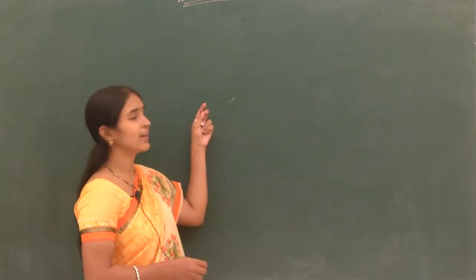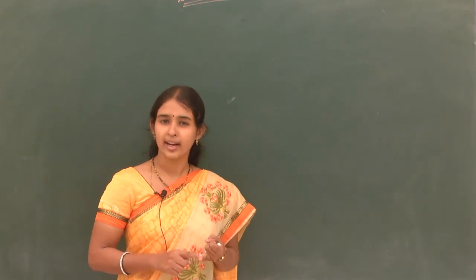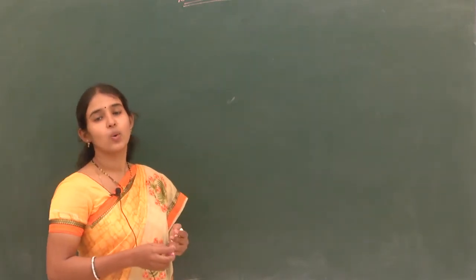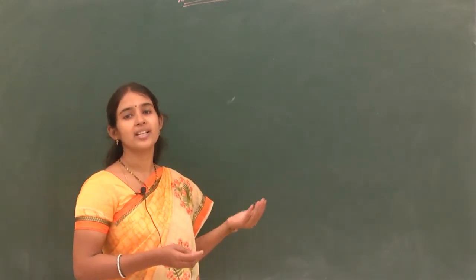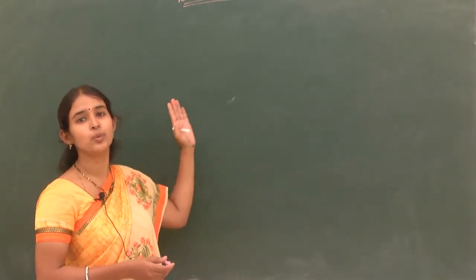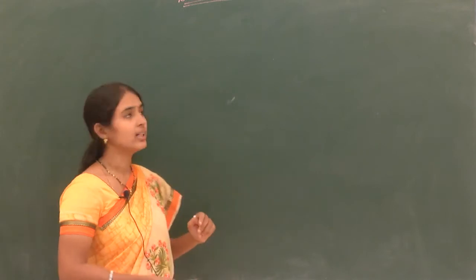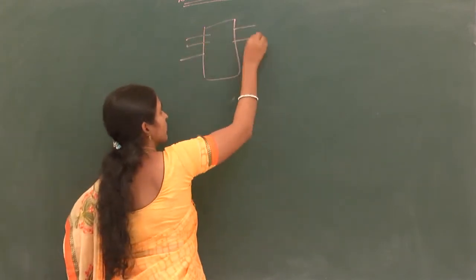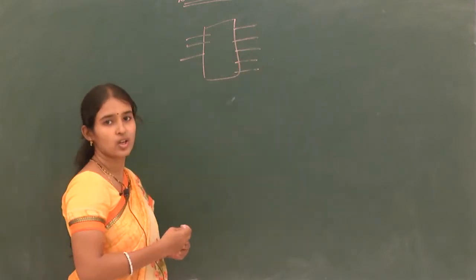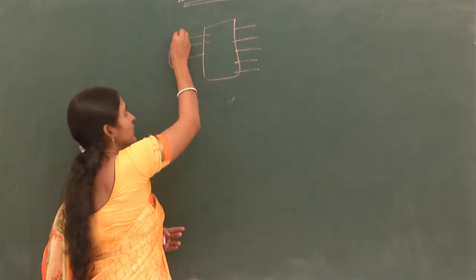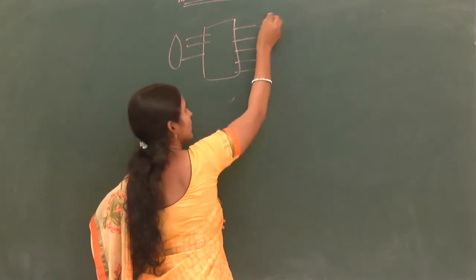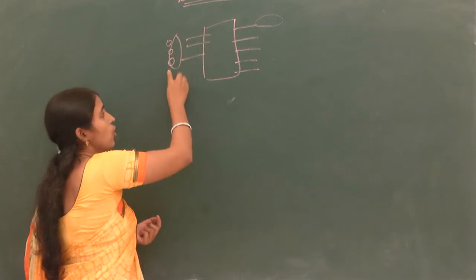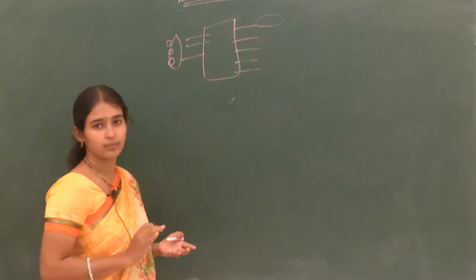Decoder. We have discussed half adder, full adder, as well as ripple adder in the previous classes. Coming to decoders, what is a decoder? A decoder is a multi-input, multi-output device. That means it takes multiple inputs and provides multiple outputs. Based upon the inputs, only one output will be high at a time.